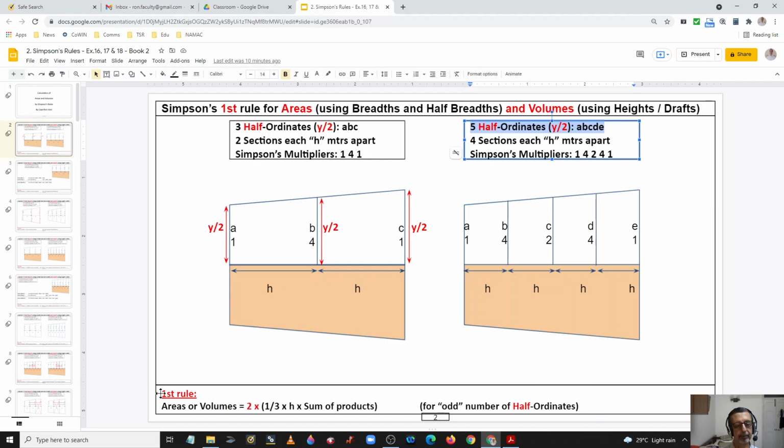So coming to the first rule once again, areas or volumes equal 2 times the formula for Simpson's rule, 1 by 3 into h into the sum of the products. And why is it 2? As I mentioned earlier, it is because we are using half ordinates. If we are using full ordinates, we do not have to multiply it by 2. And this is basically for an odd number of half ordinates or full ordinates.